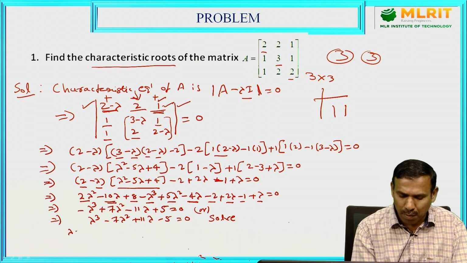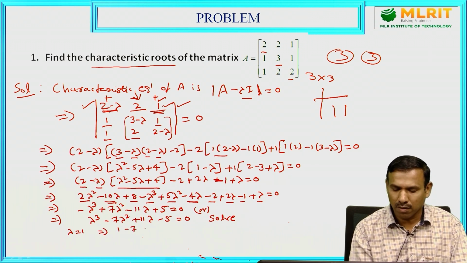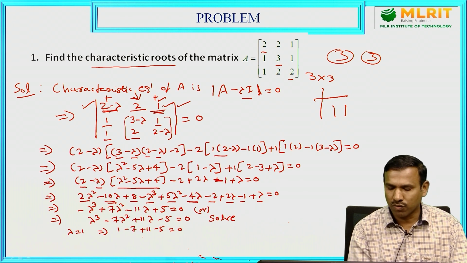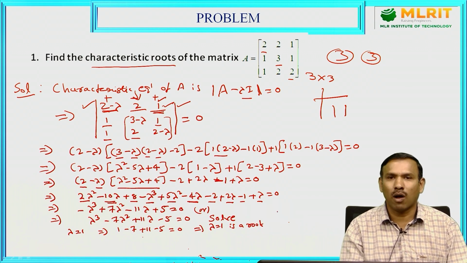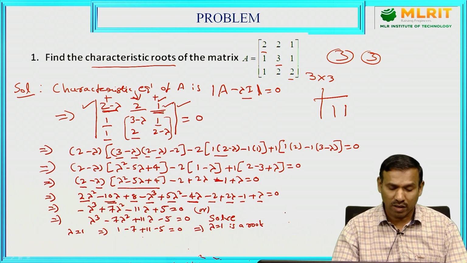See here, suppose lambda is equal to 1, we can call this a trial method. If you substitute lambda is equal to 1, here 1 minus 7 plus 11 minus 5, that is minus 5 minus 7 minus 12 plus 12 minus 12, 0. It implies lambda is equal to 1 is a root, right. Similarly, we can solve this one using the synthetic division method to get one more root. Actually, for the cubic polynomial, we have to get the 3 roots, right.